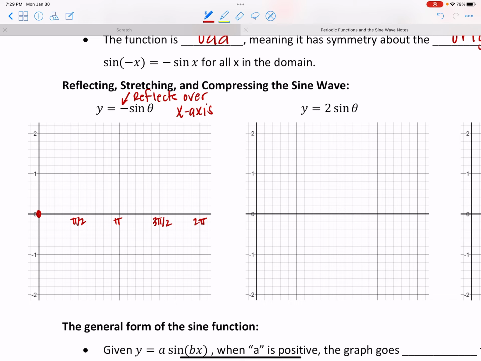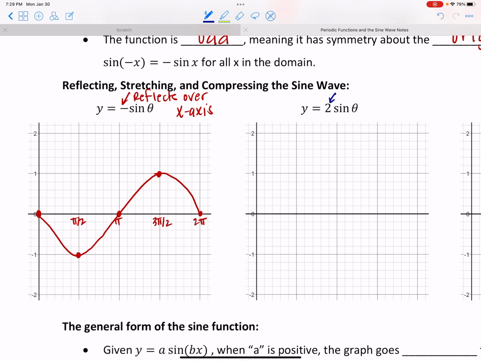Normally it would go up to its max of 1, but because we reflect, it's going to go down to the min of negative 1, and then it hits 0 again, and then it goes to the max, and then we hit 0 again, and there's our one complete cycle. So one complete cycle from 0 to 2 pi, just reflected over the x-axis because we put a negative in there. Okay?